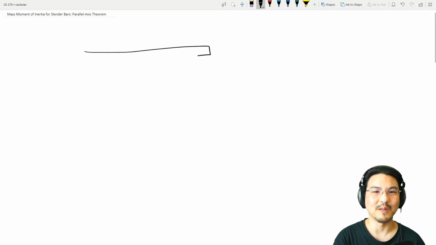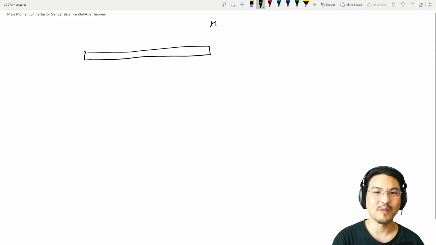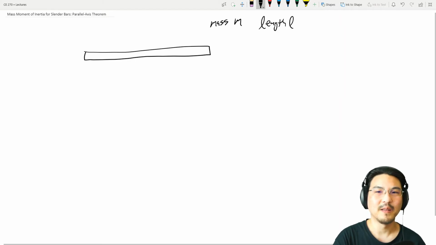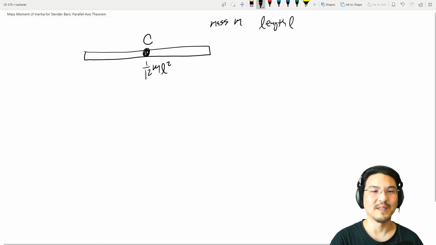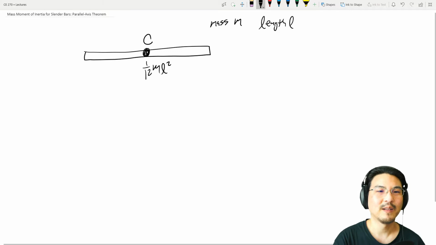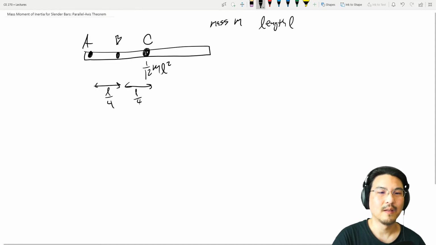So let's start with maybe a simple example. Let's say you already know that for this slender bar of mass m and length L, the mass moment of inertia about the center of mass is known, 1/12 mL squared. Like you got that from integrating. But then let's say we have other points. Let's just make up some values over here.